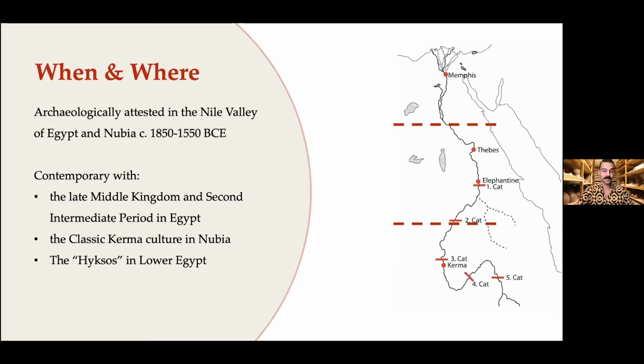So we're dealing with a politically volatile period, but one that's also very multicultural. Political boundaries were constantly in flux, and communities from the Levant, Nubia, and Egypt were coming into contact with one another in all sorts of complex ways.